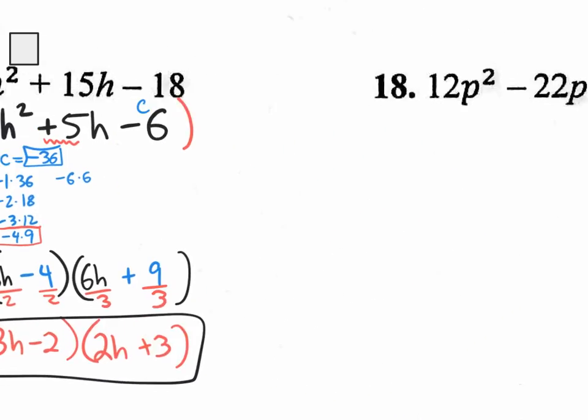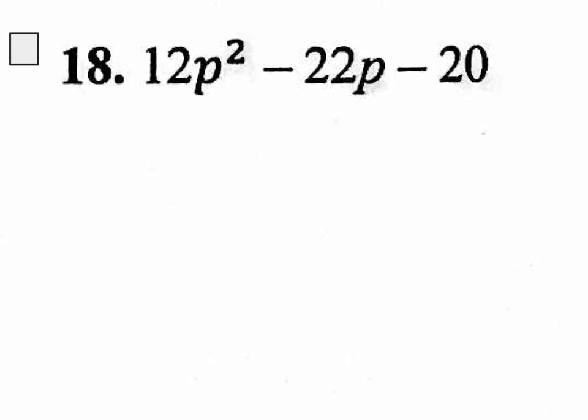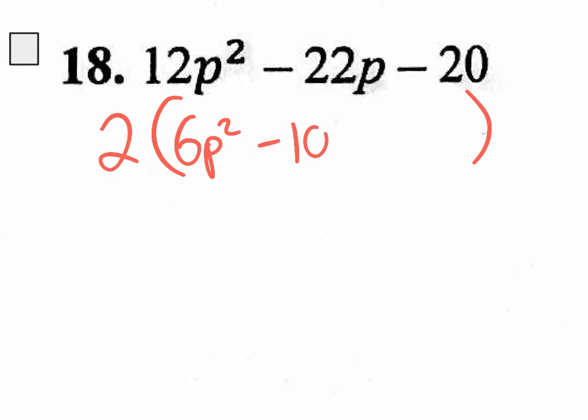One more. Number 18. What could we pull out of there? A 2. That's about it. So we'll get a 6p squared minus 10p minus 10. Wait a minute, not minus 10p, it's minus 11. It's been a long video. And now we could focus in on the inside.